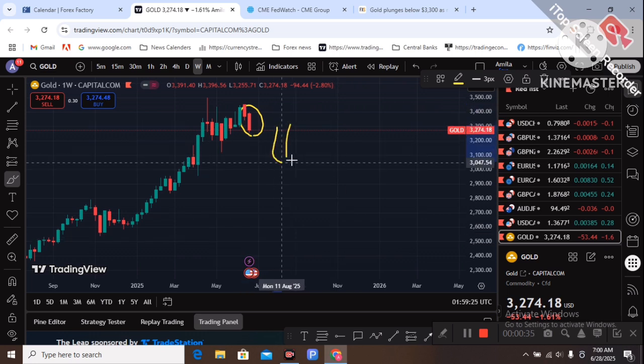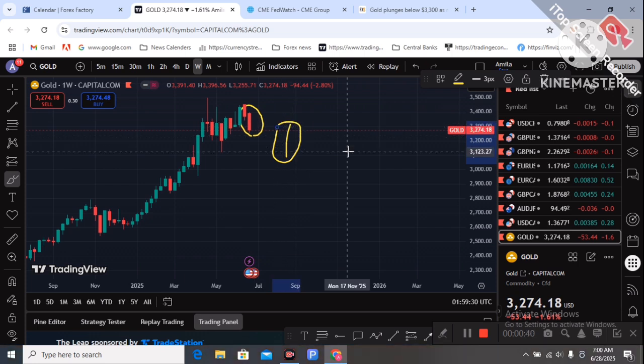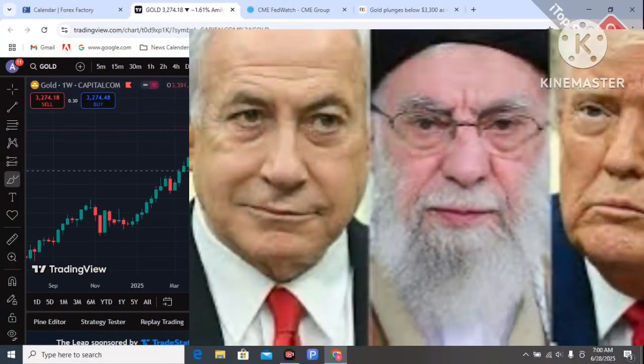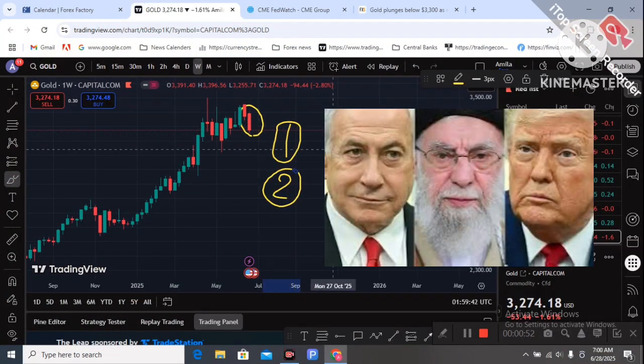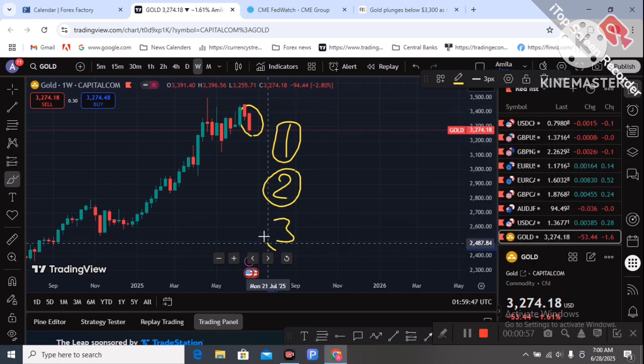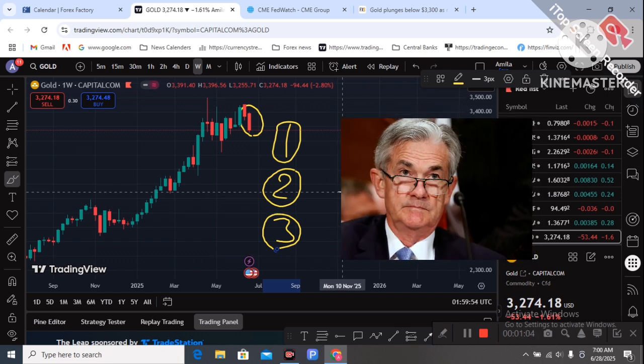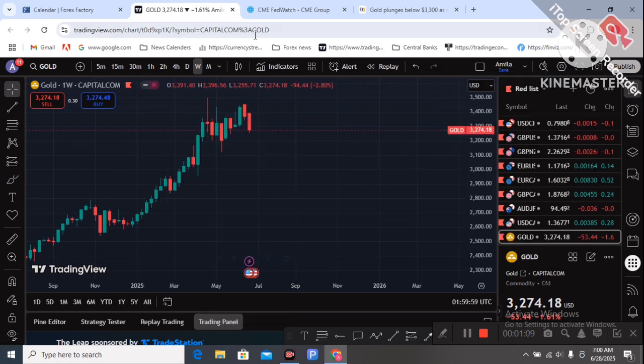So the main reasons: the first reason is the safe haven demand drop. Gold is the safe haven asset, I am always telling. Last week the Iran Israel war ceasefire, that's the main reason. The second reason is the trade deal between the US and China is continuing. That is the safe haven demand drop. And the third reason is the last FOMC meeting, dollar strength with the hawkish tone from Jerome Powell, the Federal Reserve, the American Central Bank's chairperson.